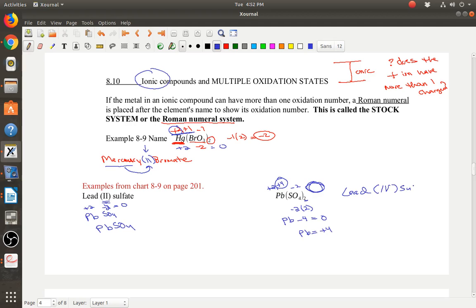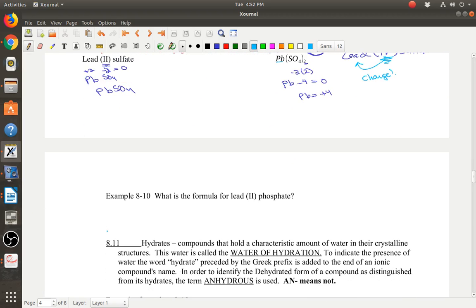And then sulfate. So this does not tell me that I have 4 lead atoms. I only have 1. This tells me the charge, the oxidation number of the first atom. I only use Roman numbers for the first atom, not the second atom or second ion. And that's how you name those. So let's try another one.